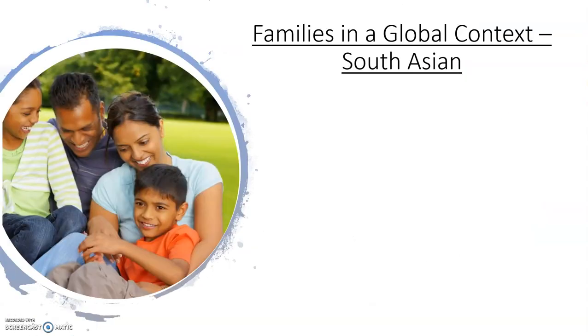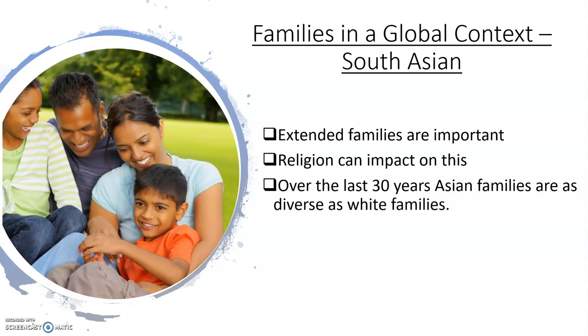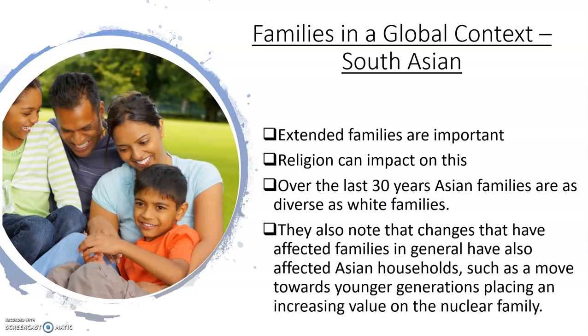So if we look at South Asian, extended families are very important. Obviously, strong links to grandparents, aunts and uncles. Religion is also a factor in this as well. And over the last 30 years, they are as diverse as white families. So in terms of, you have single parent families, extended families, reconstituted families. It's not so much one family type anymore.